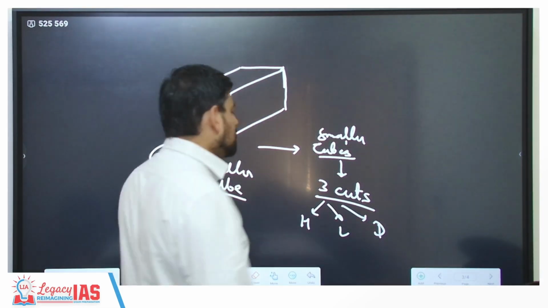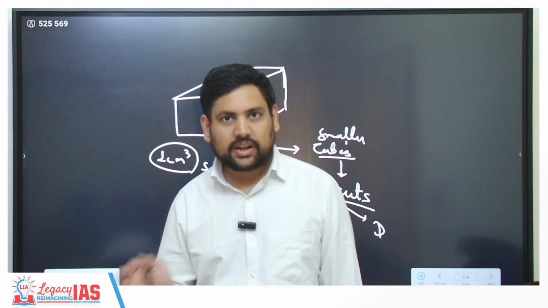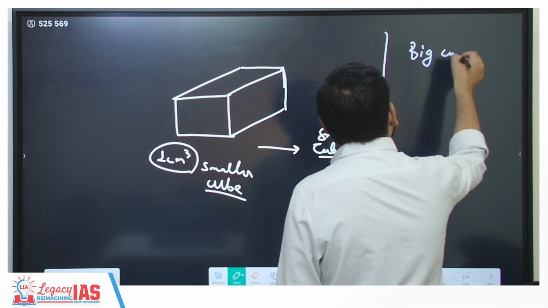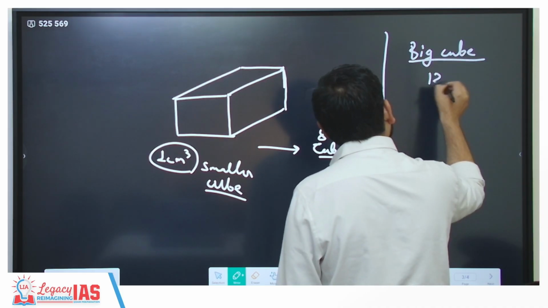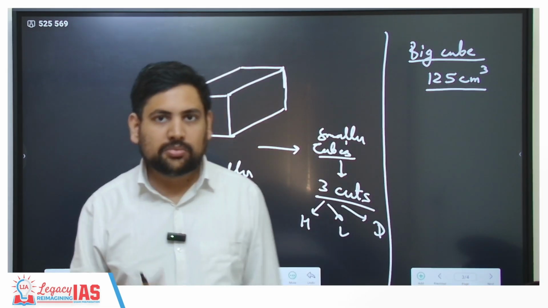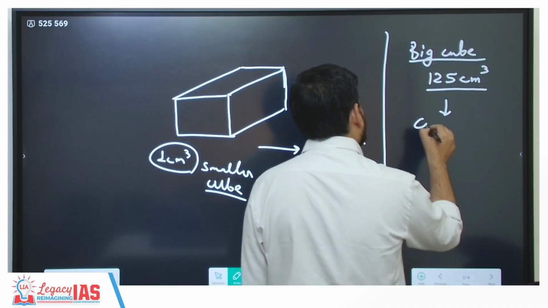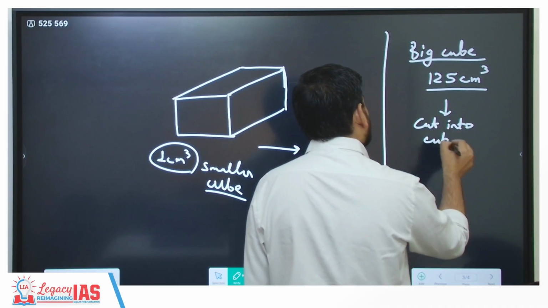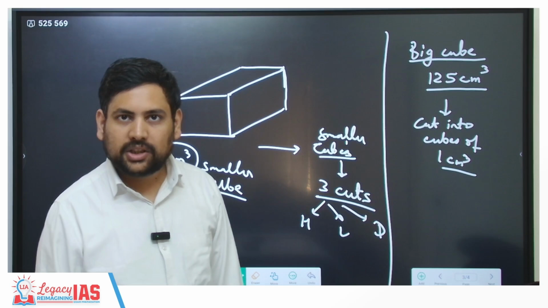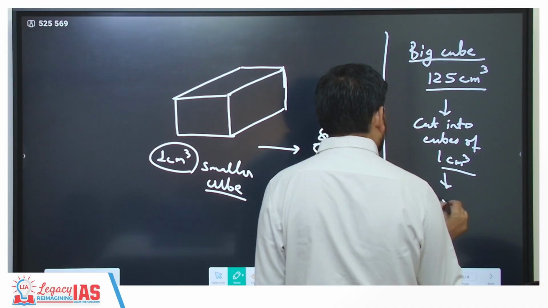Now what you need to do is always think in terms of one dimension. For example, there's a big cube. Let me give you the volume also: 125 centimeter cube is the volume of the big cube. Now it has to be cut into cubes of 1 centimeter cube. 1 centimeter cubes I want. Now how many cuts do I need, minimum?